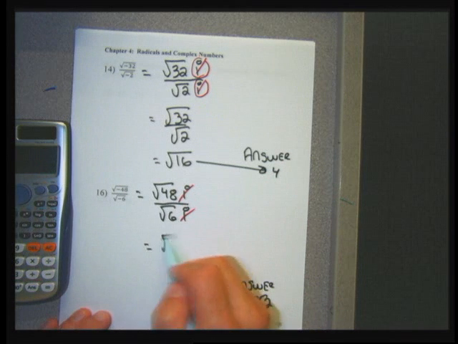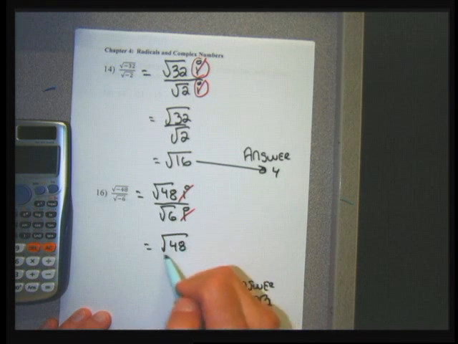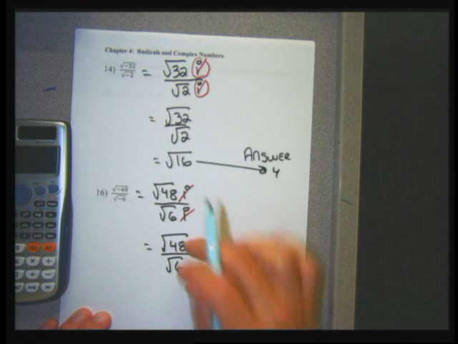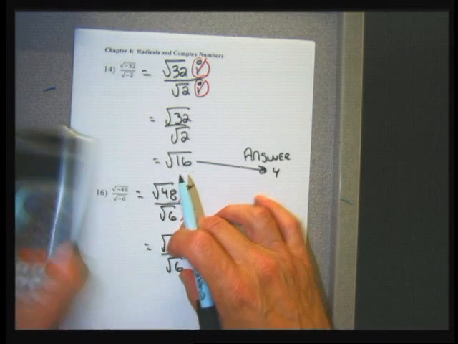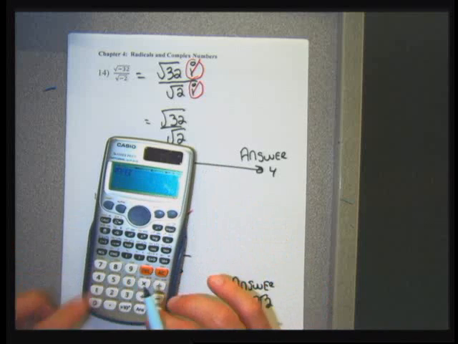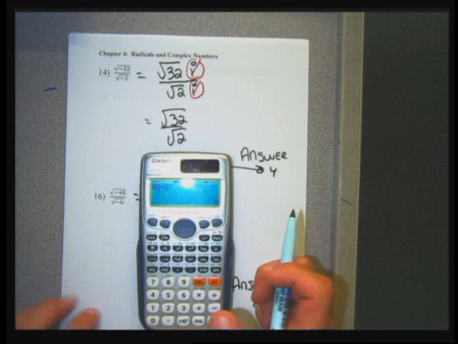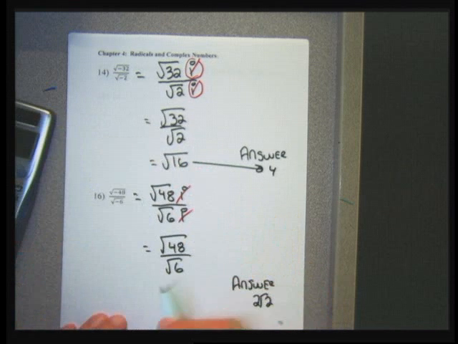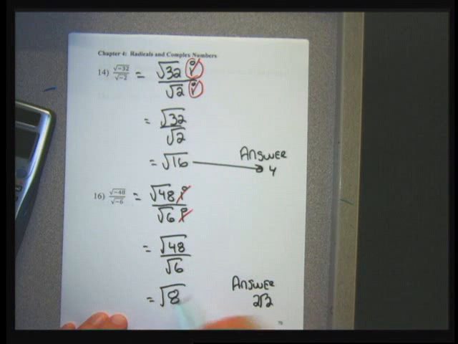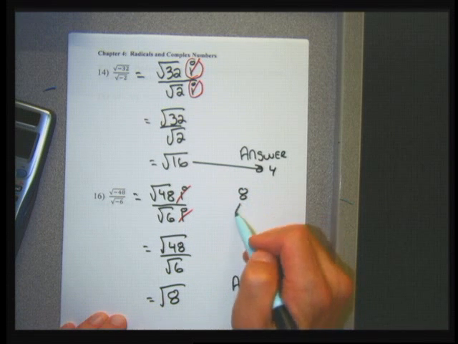That's going to reduce this to the square root of 48 over the square root of 6. Then I'm going to divide 48 by 6. And 48 divided by 6 is 8. And 8's going to be under the square root because both the 48 and the 6 are under the square root. Then I'll do a prime factor tree for 8.